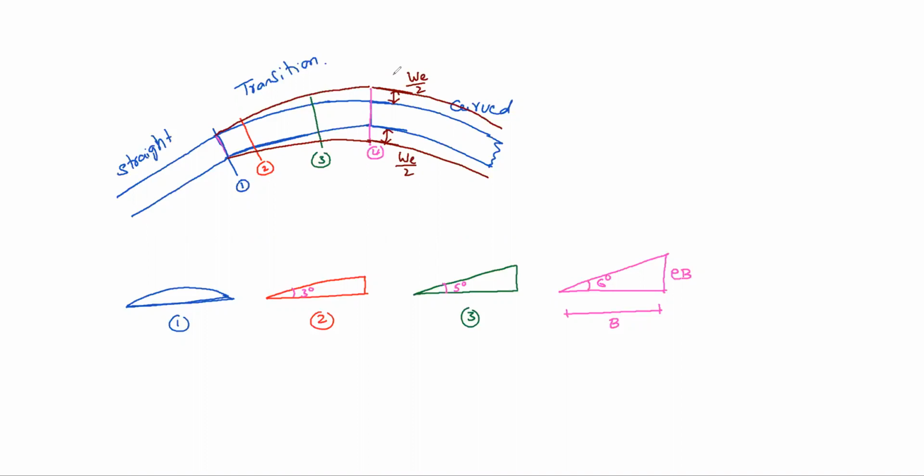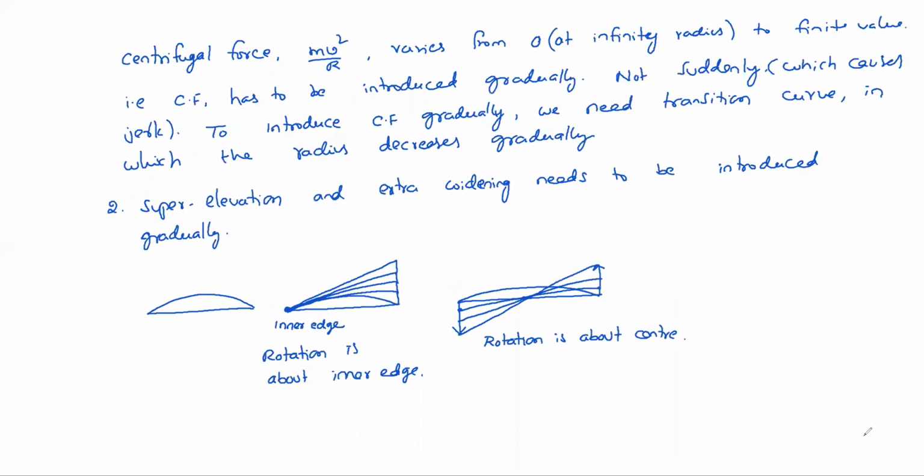Okay, so first point what we have discussed, centrifugal force introduction is important. How to introduce centrifugal force? mv square by r, where r is the radius of the curve. So suddenly you cannot give centrifugal force, you'll experience jerk. To avoid that jerk, we need to give centrifugal force gradually.